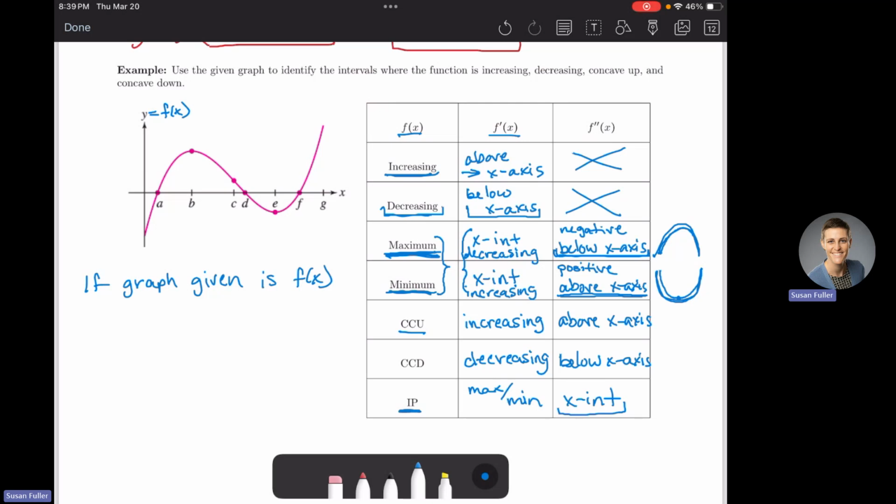Okay, so if this is my OG function, we need to identify where my OG function is increasing, decreasing, concave up, and concave down. Okay, so let's do increasing, decreasing, concave up, and concave down. Okay, so if this is f of x, I can just kind of look at it. Where is this function increasing from left to right?